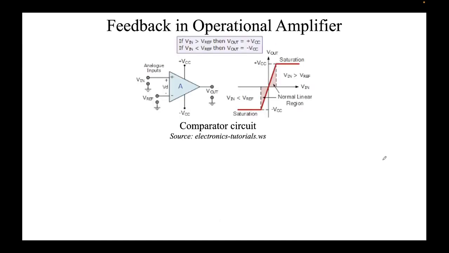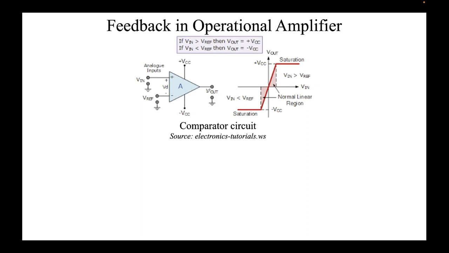We discussed the comparator in the last class: if there is no feedback, then the operational amplifier simply compares the voltages provided at the inverting and non-inverting terminals. If the voltage at the plus non-inverting terminal is higher than at the inverting terminal, then it will simply result in plus VSAT, which is shown here.